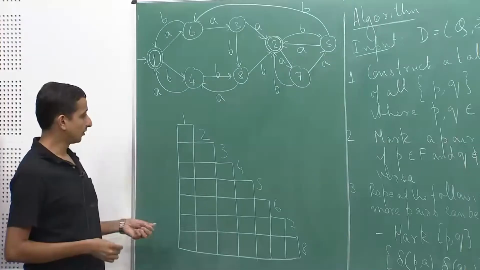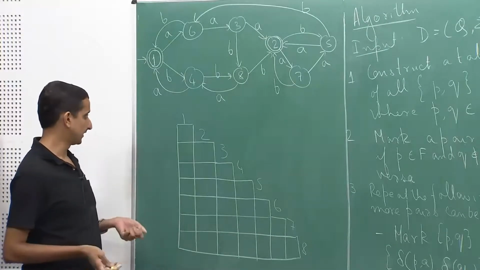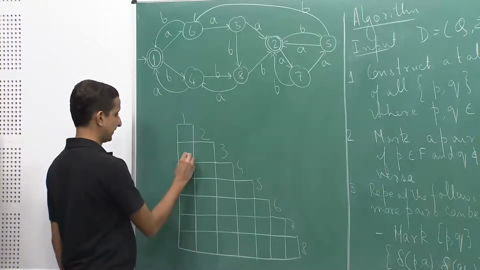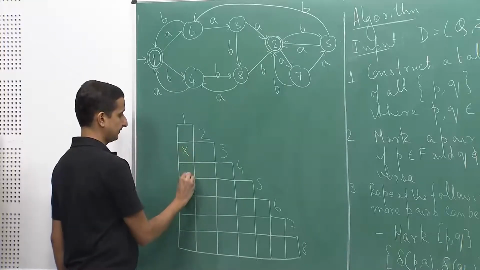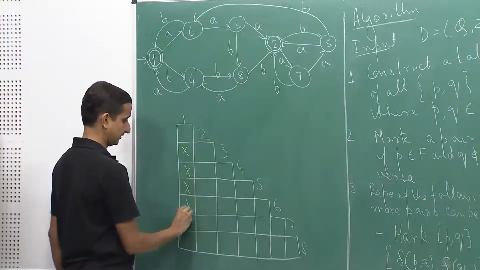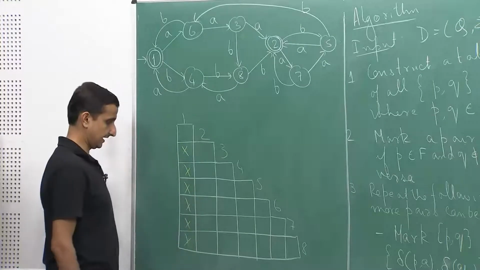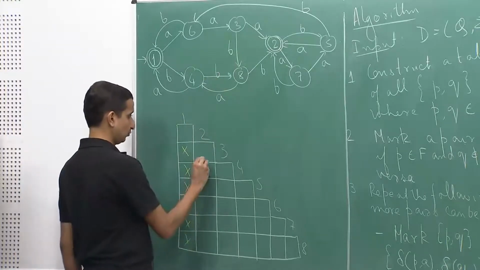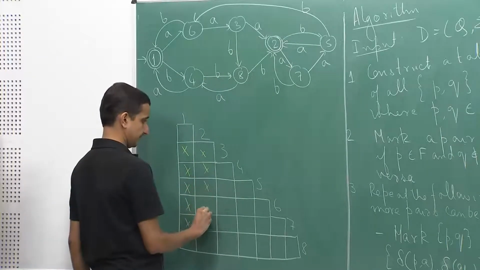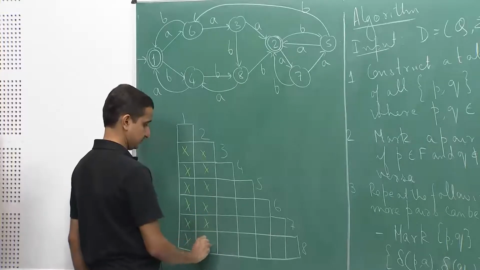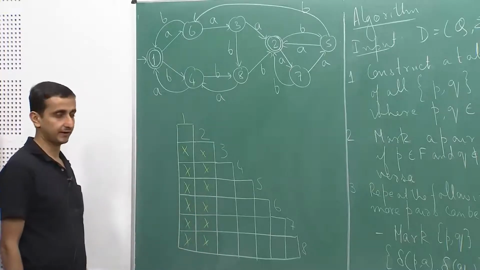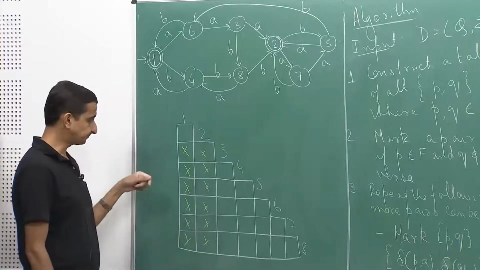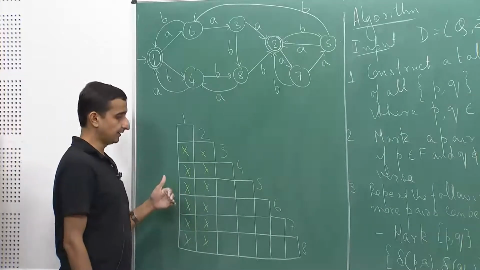So, first I mark all pairs such that one is accept and the other is not accept. So, except for 1 2, everything else will get marked. So, 1 3, 1 4, 1 5, 1 6, 1 7 and 1 8. Then again 2 is an accept state. So, 2 3, 2 4, 2 5, 2 6, 2 7 and 2 8 get marked, and nothing else gets marked in the first round. Now, we will start iterating.